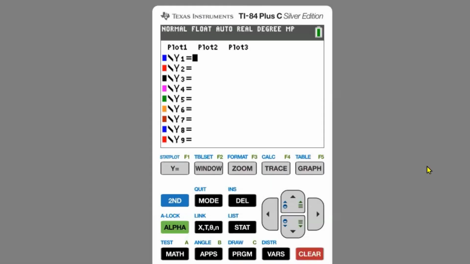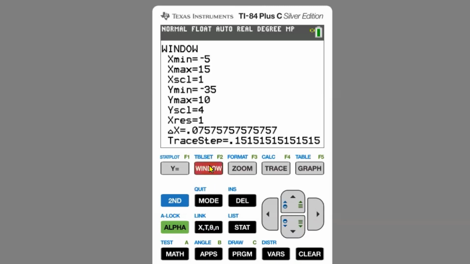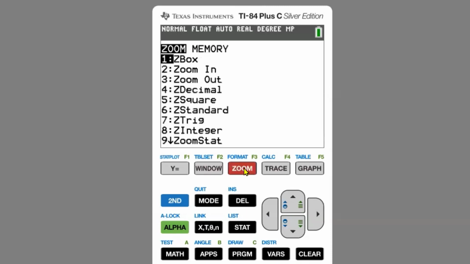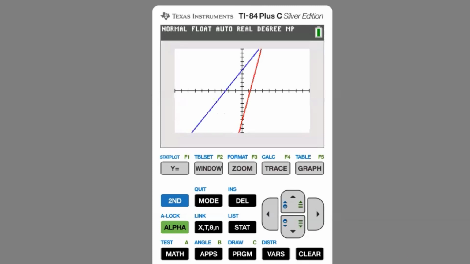So let's input our two equations. We had 2x plus 5 as our first equation and 6x minus 7 as our second equation. Let's go ahead to Window. Actually, let's go to Zoom and change it back to a Zoom standard. That's number 6. That's just the negative 10 by 10 window. There we go. And they have graphed both equations.